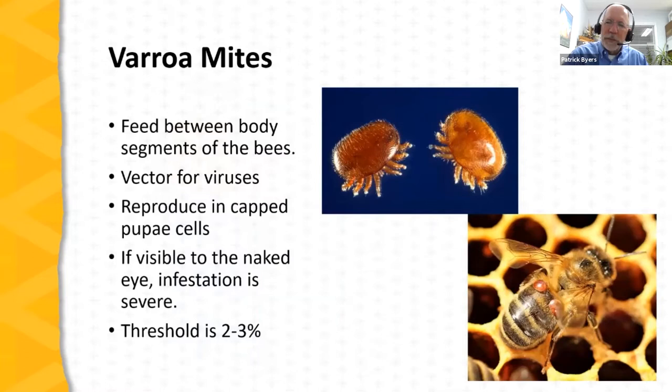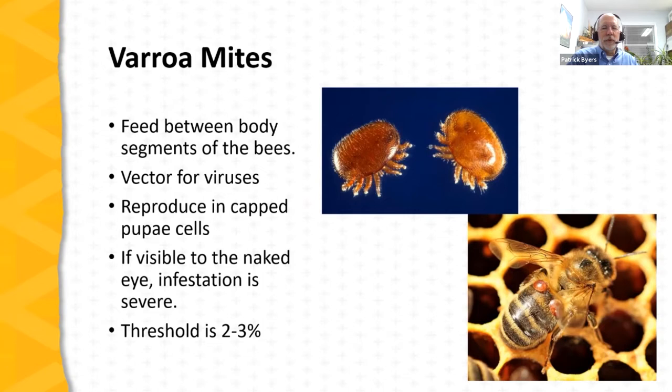I'm not going to spend a lot of time on these pests because, again, that's subject matter for a series of workshops in their own right, but I will mention varroa mites. And I've heard beekeepers describe varroa mites as honeybee ticks. And quite frankly, that's what they are. They feed between the body segments of bees, both adult bees and larval bees in the cells. And yes, they cause damage here, but another way in which they cause damage is that they spread viruses from one bee to another bee. They reproduce in capped pupal cells. And if the infestation is heavy enough, you can see them on the adult bees. And if you see that lower picture there, you can see that bee is being parasitized by two varroa mites.